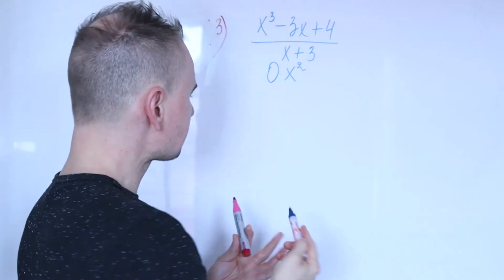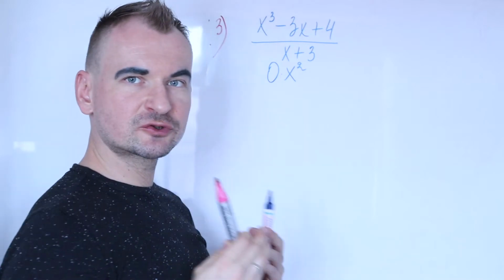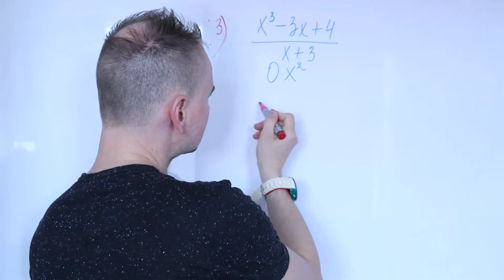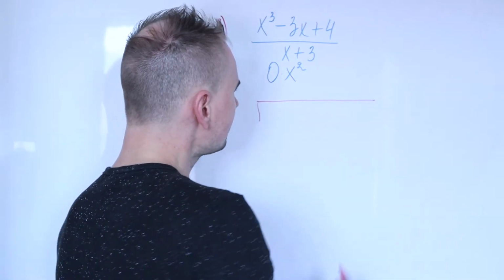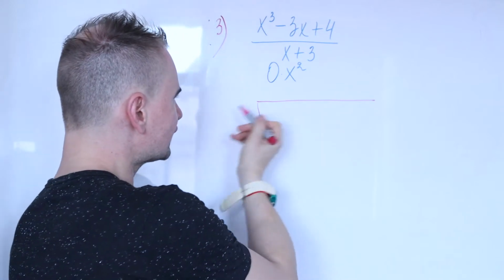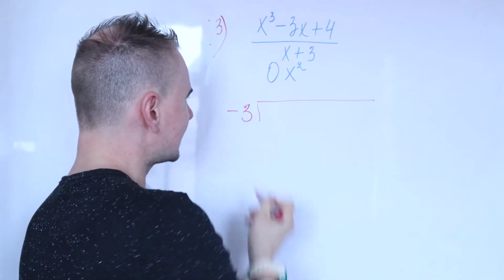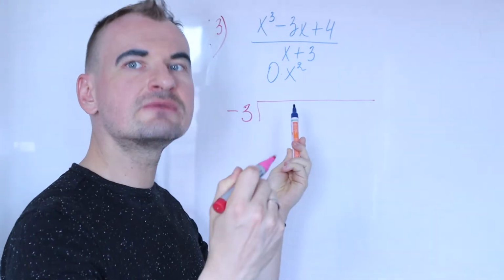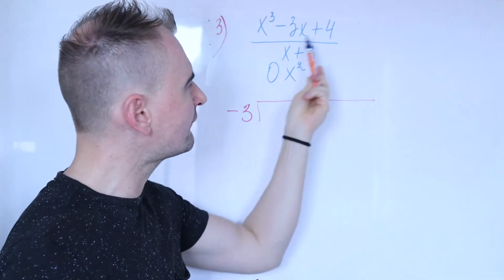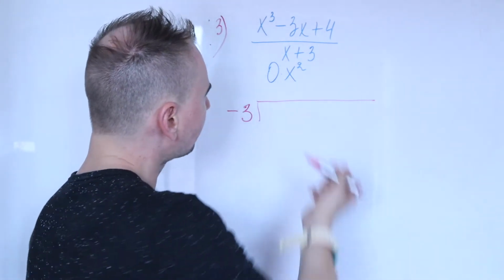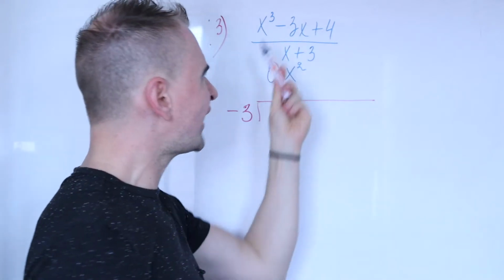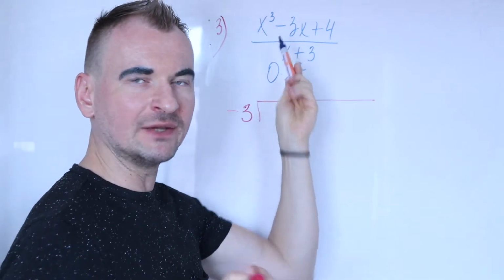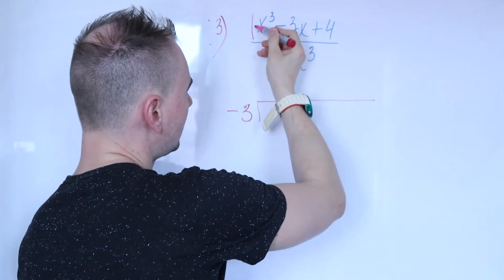That's important. Now we're going to start our synthetic division by drawing this angle, and I'm going to place outside this negative 3. So again, it's the opposite number, the inverse version of what you have on your bottom. Now I'm going to read off the coefficients of my dividend, that top polynomial. So for the first one we have 1.